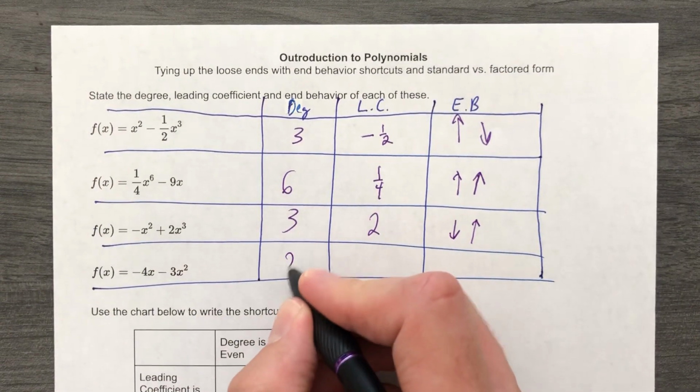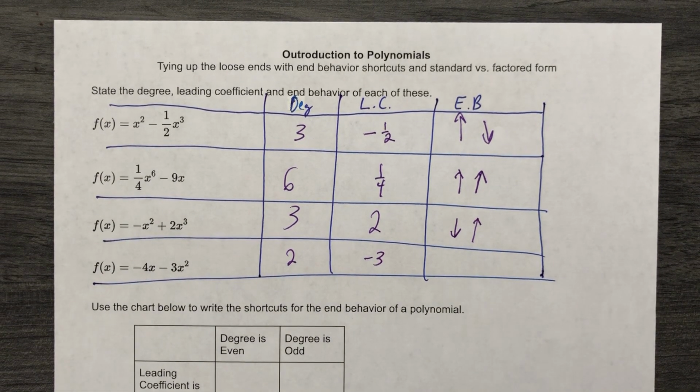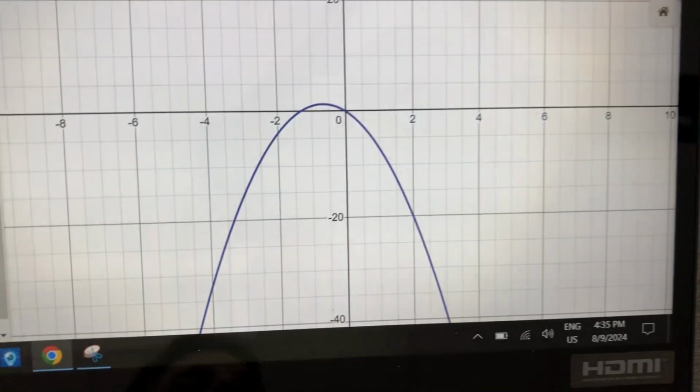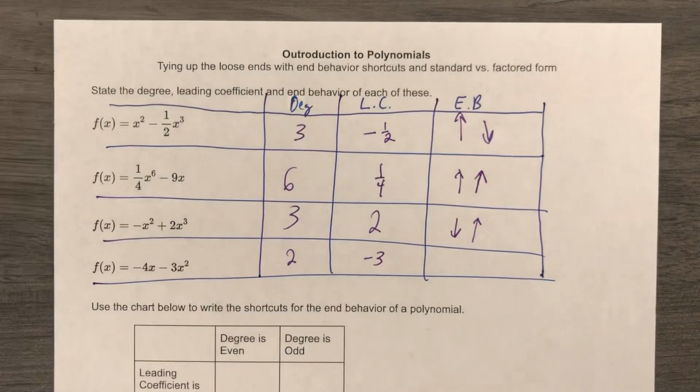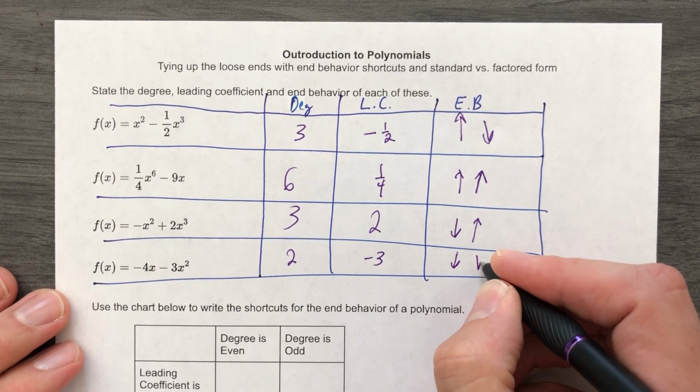Here we go. Degree is 2. Leading coefficient is negative. Let's do that one. And this is what I have. That looks like down, down to me. Okay. Down, down. You ready for the shortcuts?